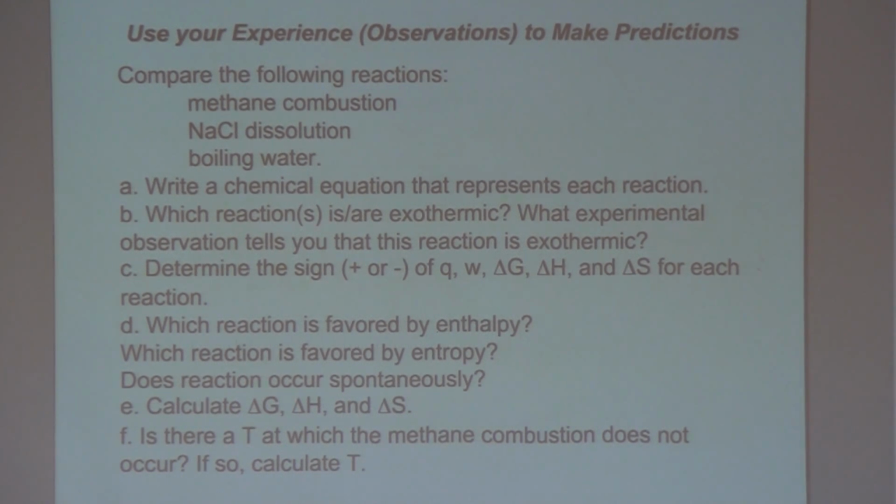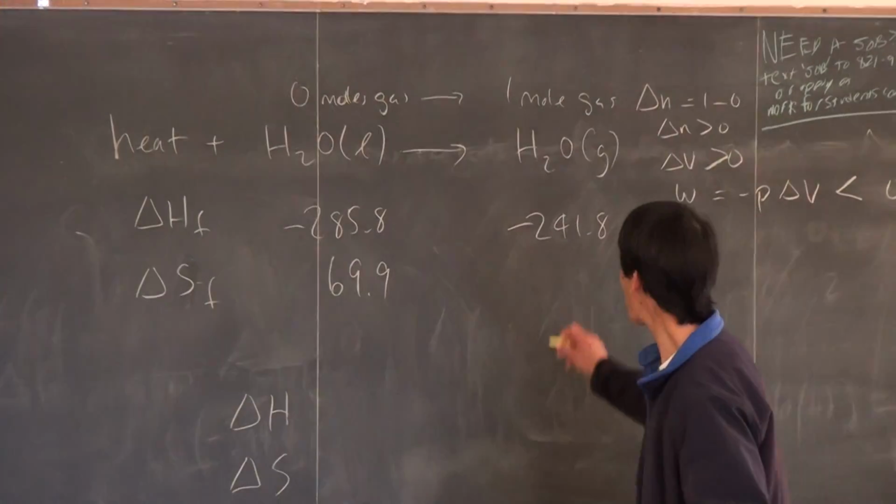For H2O liquid, delta H is minus 285.8. And actually, we should look at delta S. For delta S, that's going to be 69.9. And for H2O gas, delta H is minus 241.8, and delta S is 188.7.